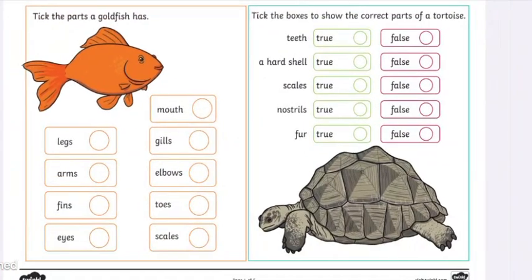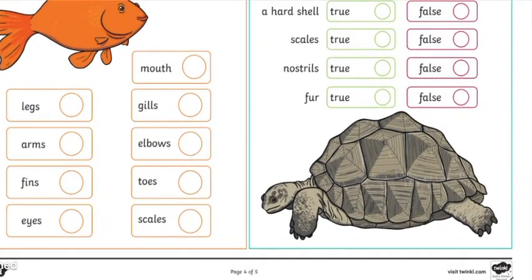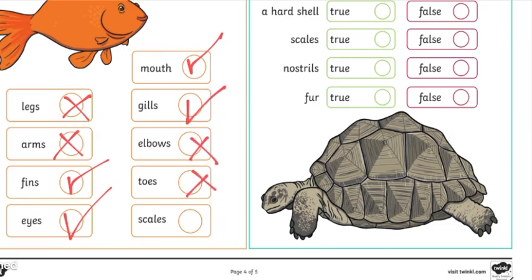Now we have the fish. Do you think the goldfish has legs? No. Arms? No. Fins? Yes. Eyes? Mouth? Gills? Elbow? No. Toes? No. Scales? Yes.